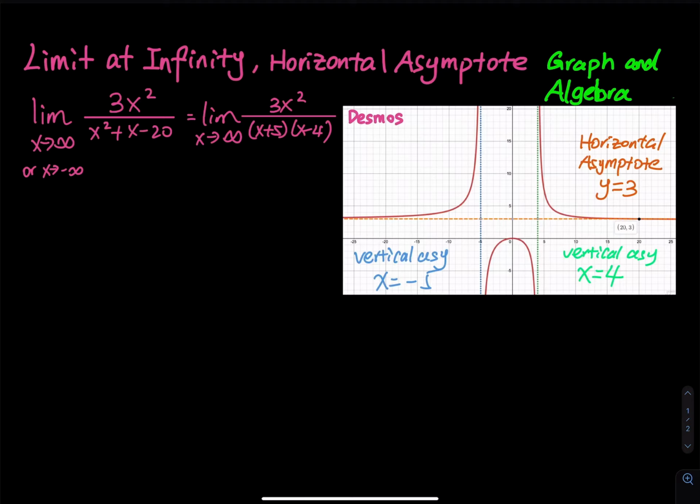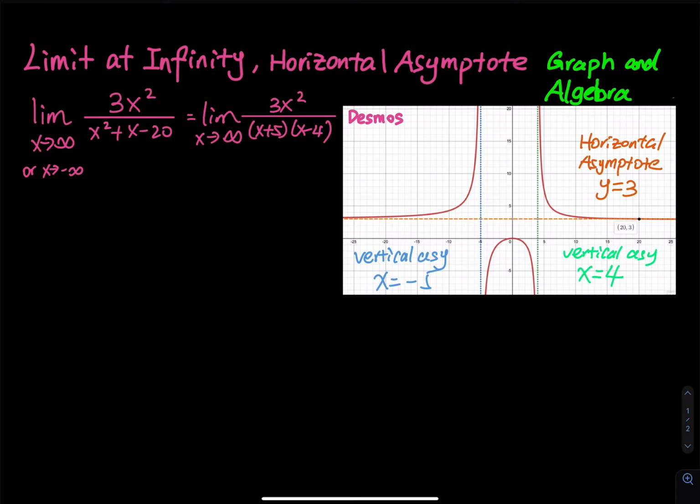This limit has x approaches to infinity. Take a look at the function. We have 3x squared divided by x squared plus x minus 20. As you can see on the title, I said limits at infinity, horizontal asymptote. Then you might say, okay, that is easy. All we have to do is graph the function and then we can see what the horizontal is.